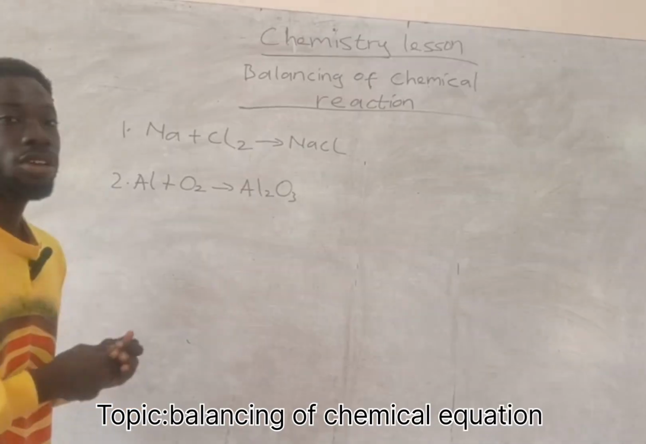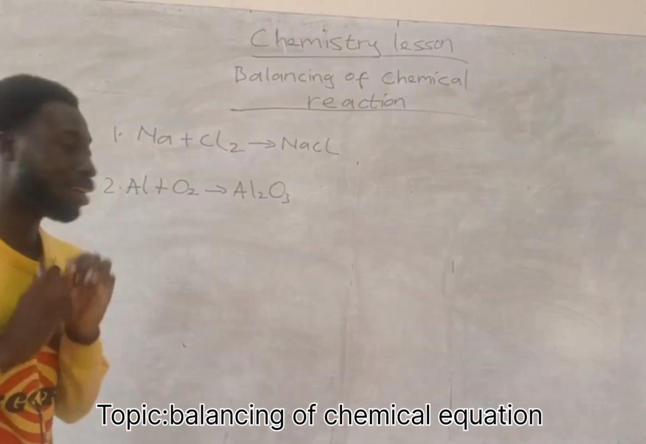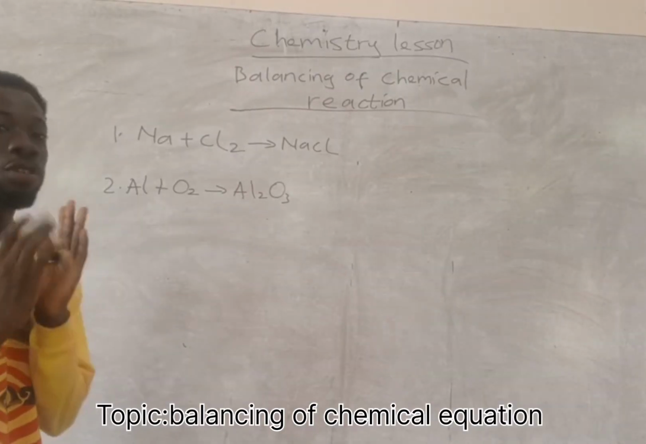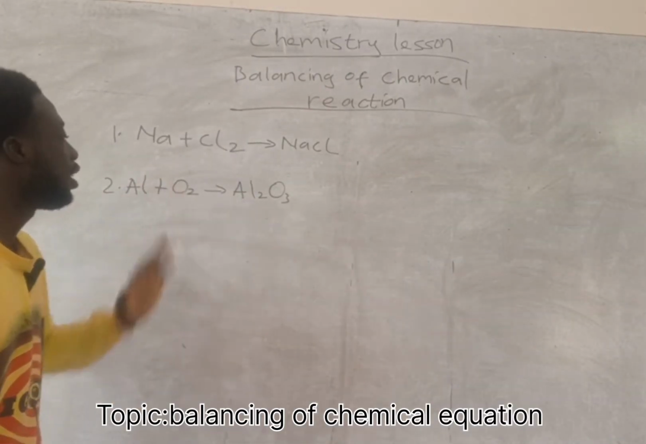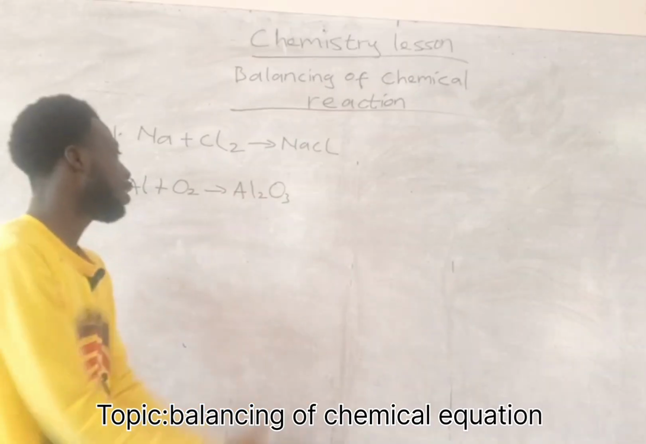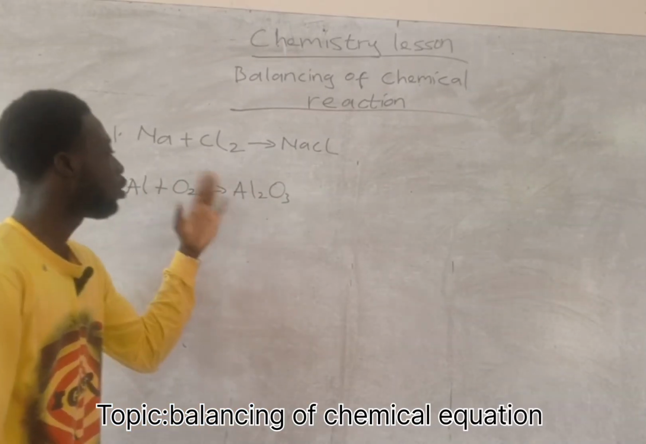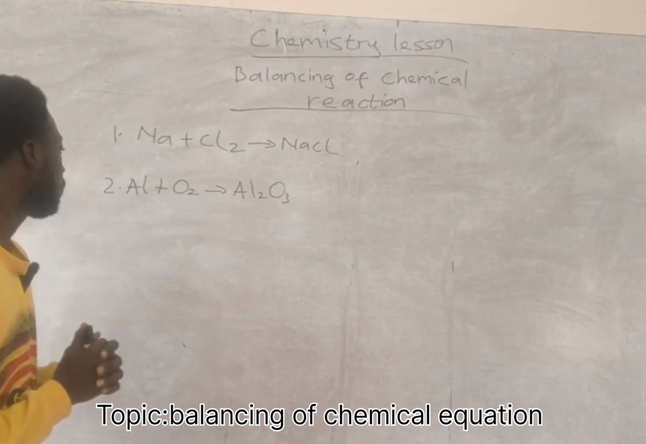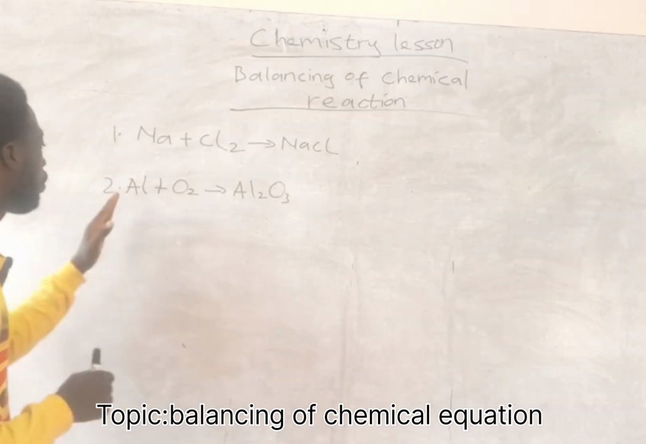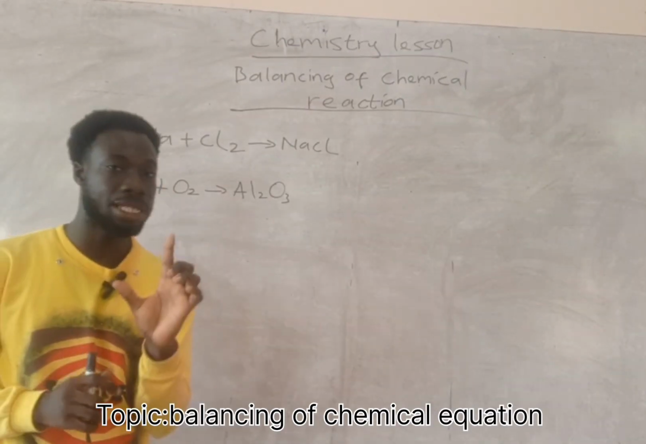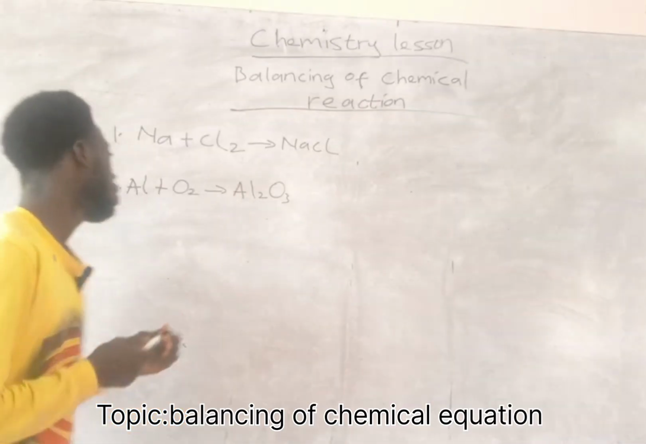All right, so let's try this question together. First of all, this is aluminum, oxygen. Then you go to the product side, we have aluminum oxide. So when you are starting, you have to make sure that you represent each of the elements by a letter, right?